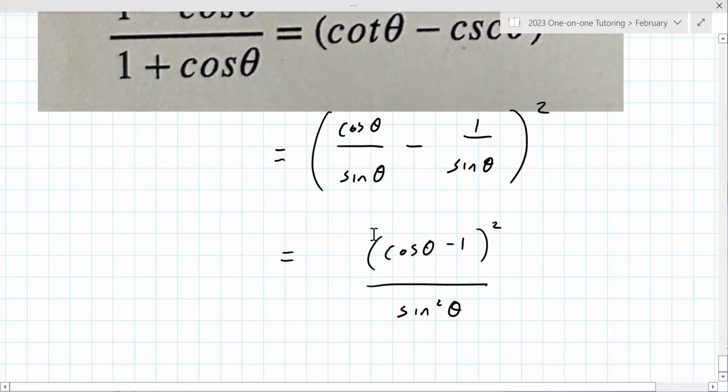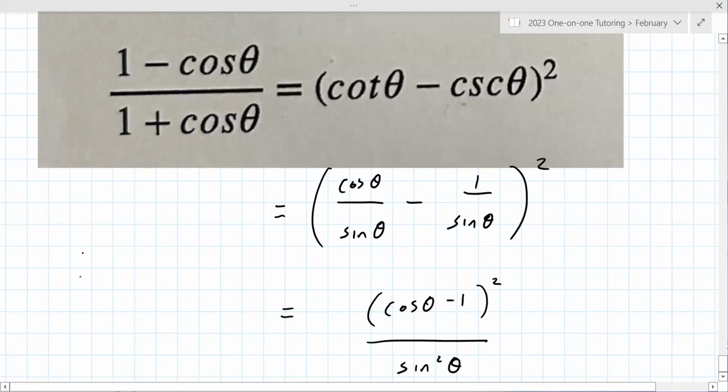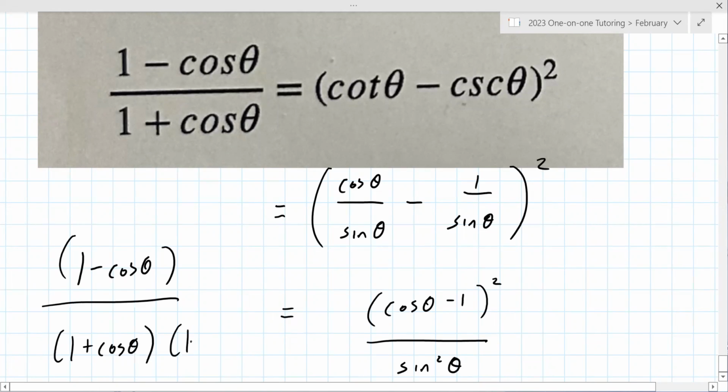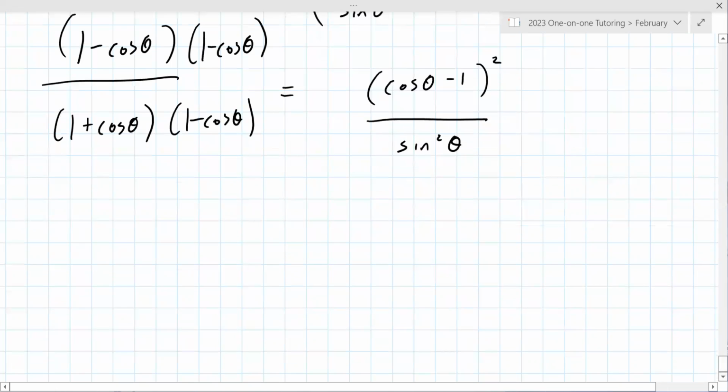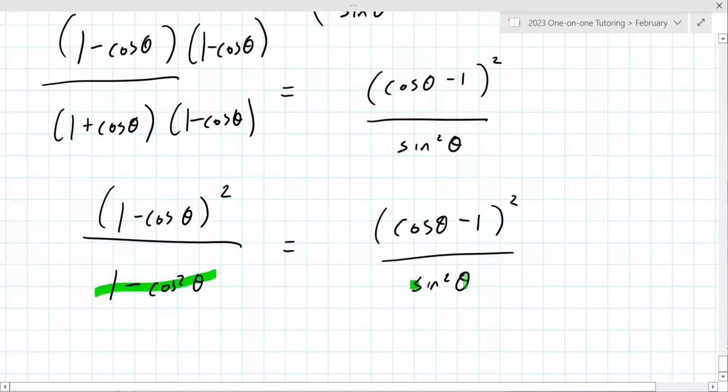Is that okay? Yeah. All right, so on the left here, we're going to work on that. So we're going to multiply the top and bottom by the conjugate. So 1 minus cosine theta, 1 minus cosine theta. So on the bottom, you get 1 minus cosine squared theta, and on the top it's 1 minus cosine theta all squared, which looks really similar to what's on the right. So on the left here, this 1 minus cosine squared theta ends up becoming sine squared theta.